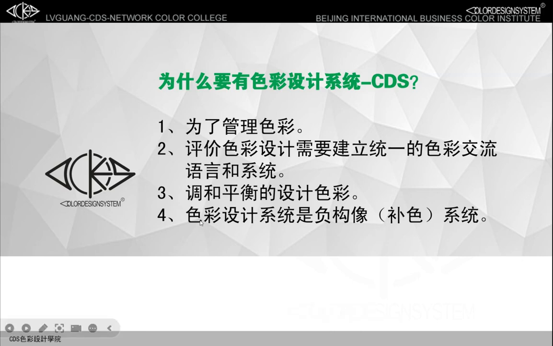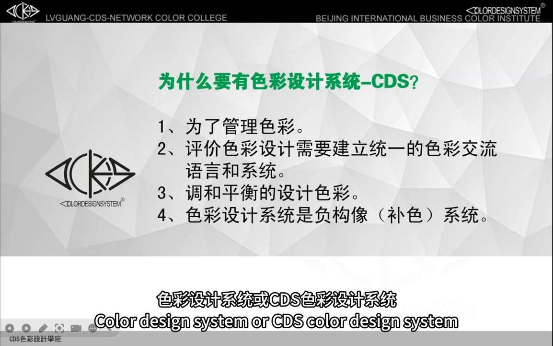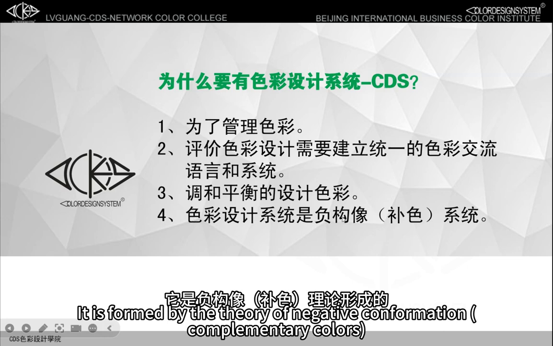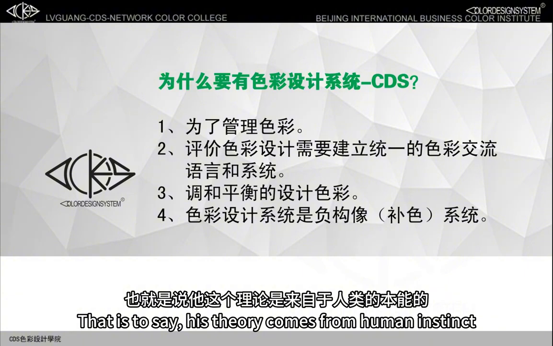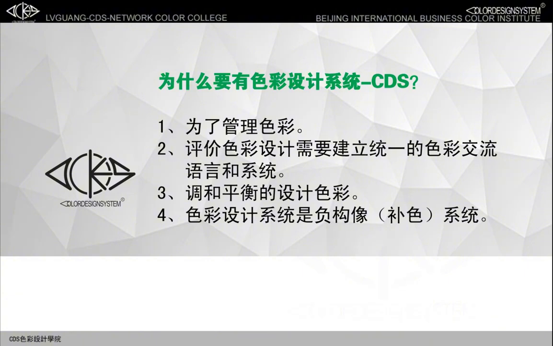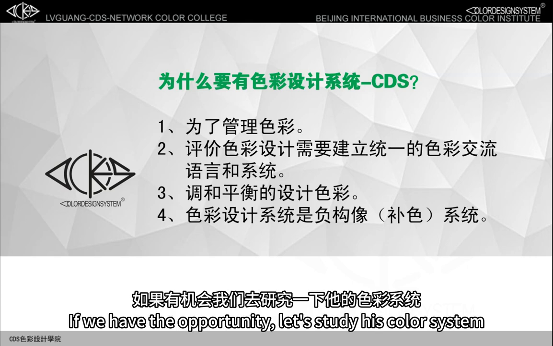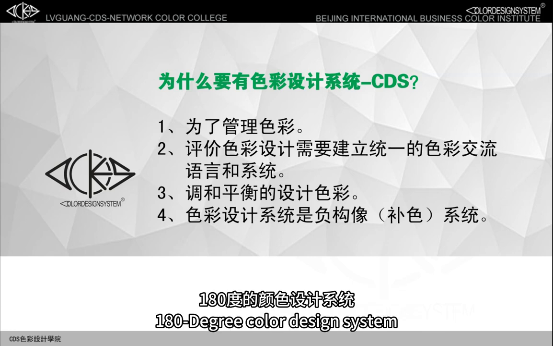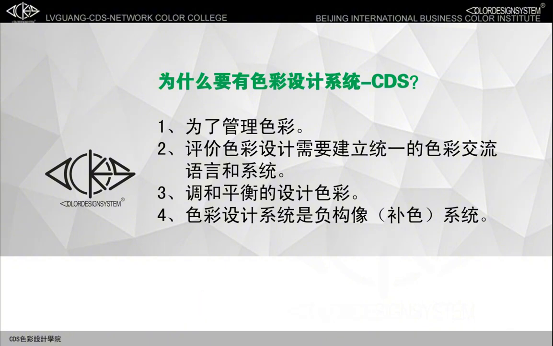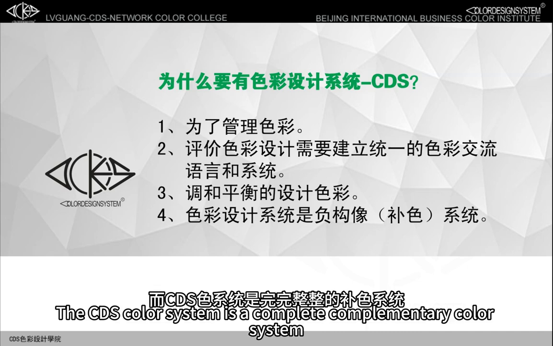Fourth and finally, the CDS color design system is formed by the theory of negative conformation complementary colors. That is to say, its theory comes from human instinct, original ecological capacity. Not everyone creates it. We do not evaluate other color design systems. If we have the opportunity, let's study their color systems. Others are 180-degree color design systems, all complementary color systems. The CDS color system is a complete complementary color system.